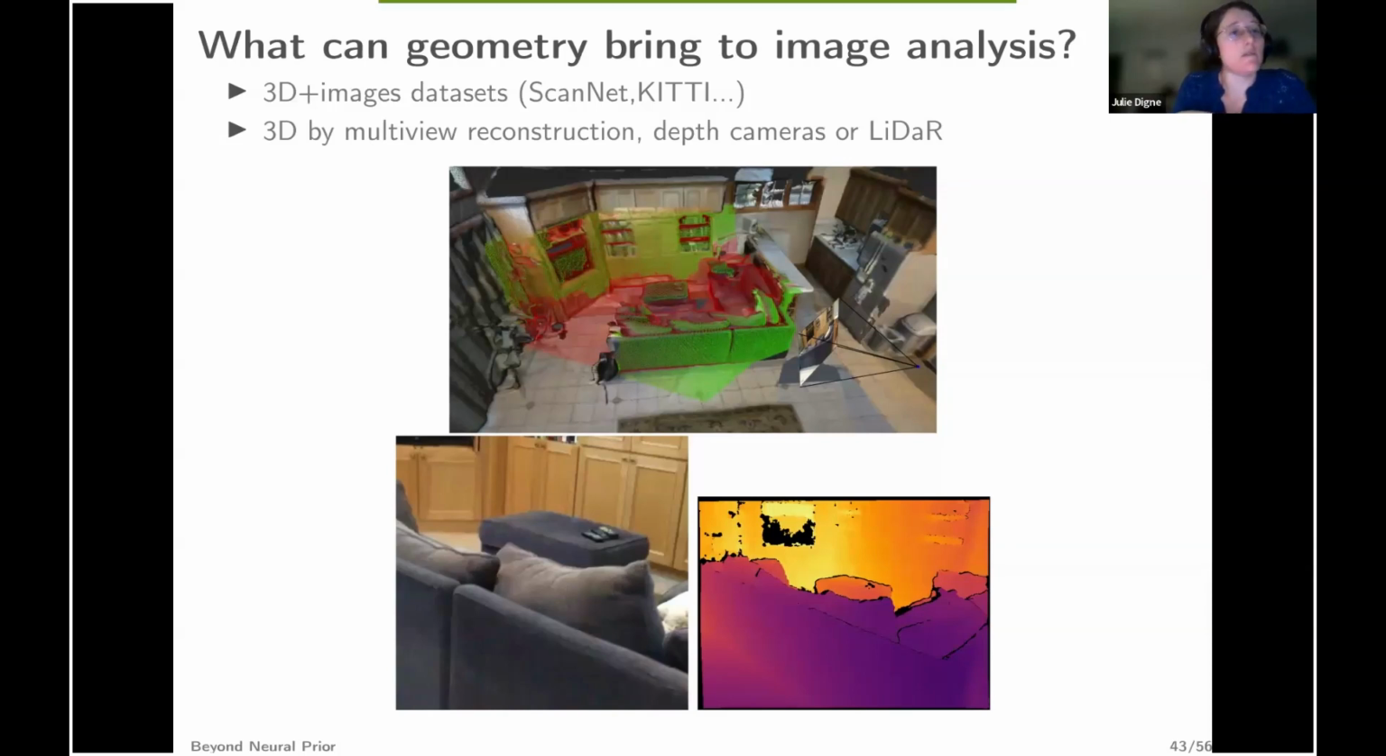And the 3D can be acquired by multi-view reconstruction, depth camera, LiDAR, it depends on the data set. It means that, for example, if you take this scene here, you take a picture from the bottom right, and you acquire a picture. And then if you consider you have a LiDAR which also acquires some point clouds, you will have a set of points. And you can, of course, represent it as a depth image, but it's basically a set of points, so geometric information.